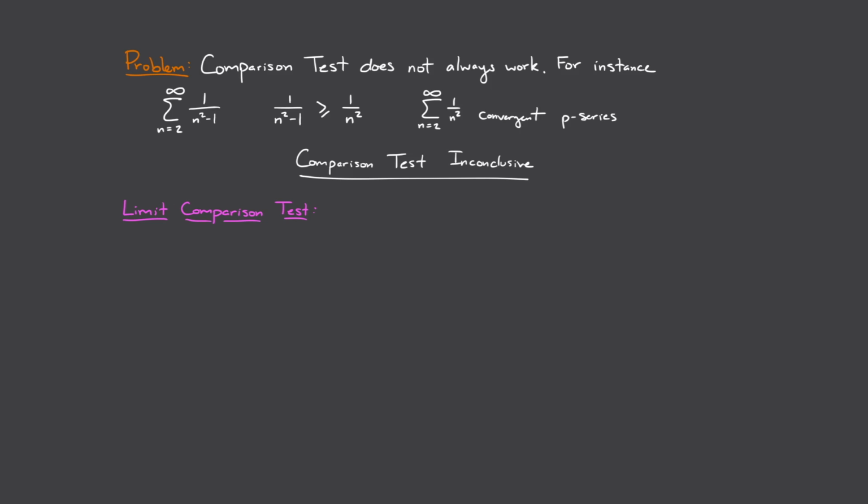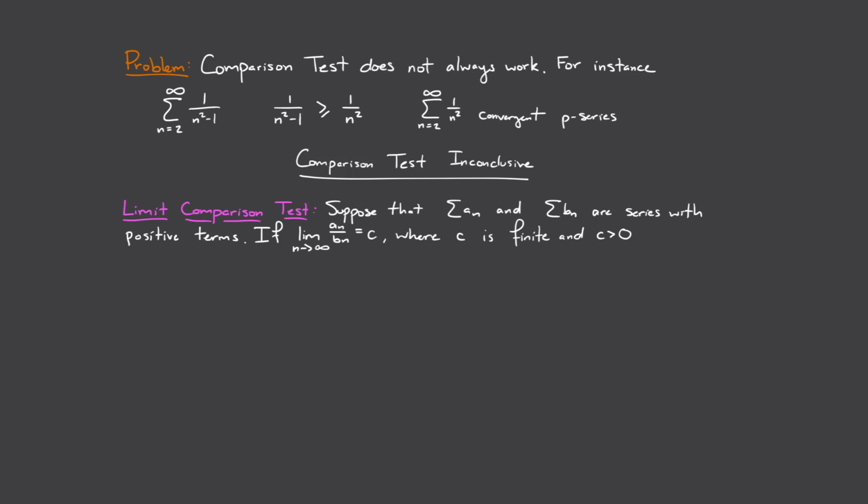The limit comparison test says, suppose we have two series, the sum of an and the sum of bn, where all of the terms of both series are positive. If we take the limit of an over bn and get some finite number bigger than 0, then either both of these series converge or both of these series diverge. In other words, both series do the same thing.